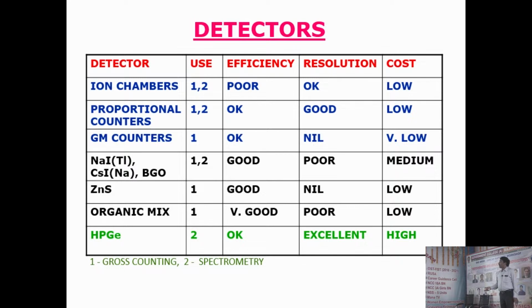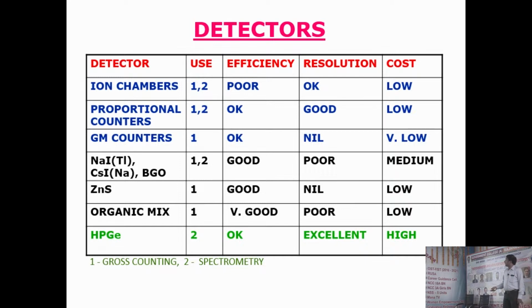In the case of sodium iodide and cesium iodide, you already experienced them with our single channel analyzer. Gross counting, of course, and we can go for energy resolution also, and the efficiency is good because we are using well-type detectors, and the resolution is poor, and cost-wise medium. Then there are zinc sulfide and organic matrix detectors, and HPGe for all types of gamma measurements, and it is used for spectrometry.